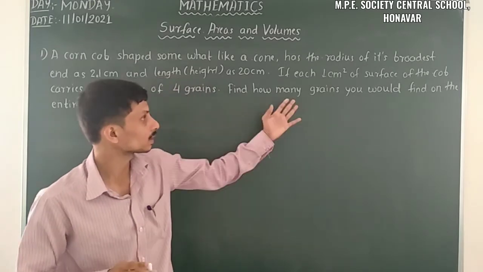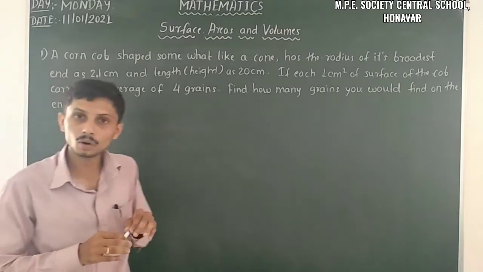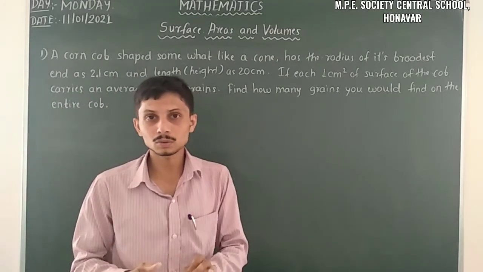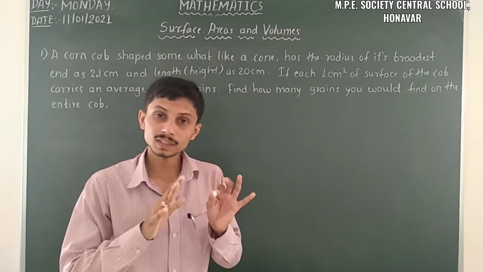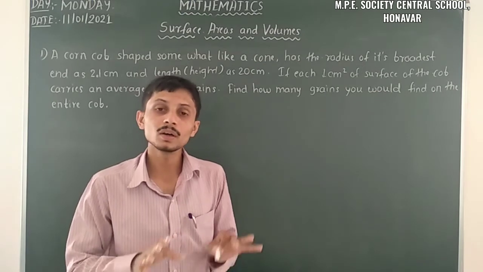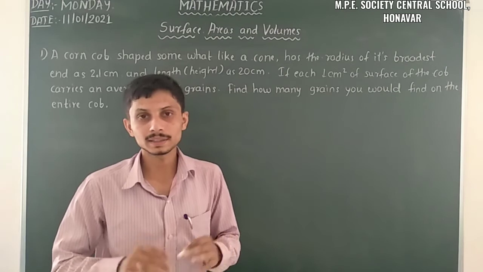So we have to find how many grains are found on the entire curve. It is confirmed that whatever grains we have are distributed on the curved surface of the cone. That's why it is enough to calculate only the curved surface area.